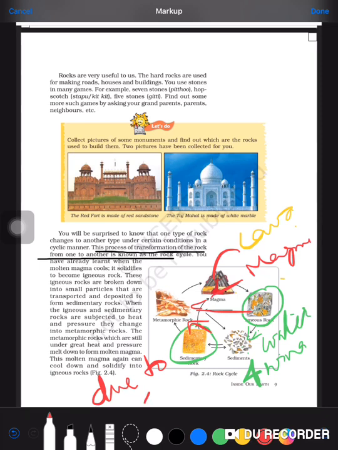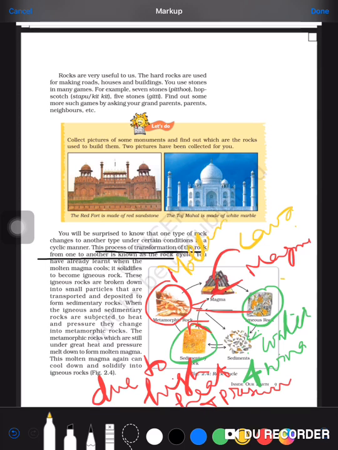And together, maybe igneous, maybe sedimentary rocks, due to high heat and pressure, again break into small pieces, and then metamorphic rocks are formed. And again, due to high heat and pressure, those metamorphic rocks change into a molten form. Again, that molten magma comes out on the earth's surface or deep inside the earth, and igneous rocks are formed.